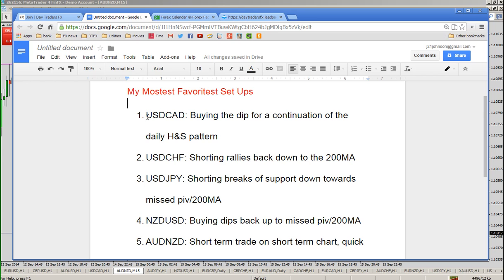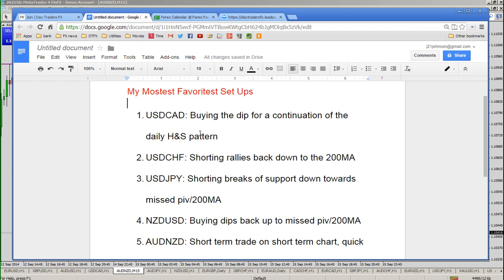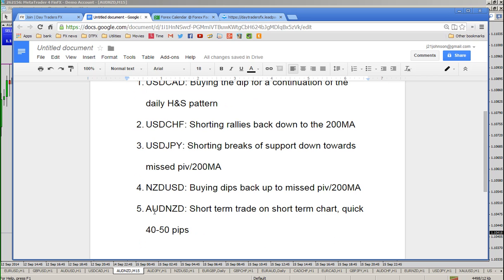Number one, let me just say this real quick. You can see there's 5 setups. 4 of them are kind of our medium term, 100 plus pip profit target type setups. The last one is just a little guy, maybe a 40 to 50 pipper.